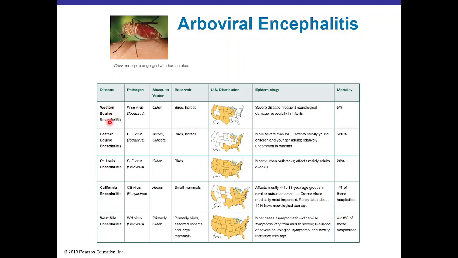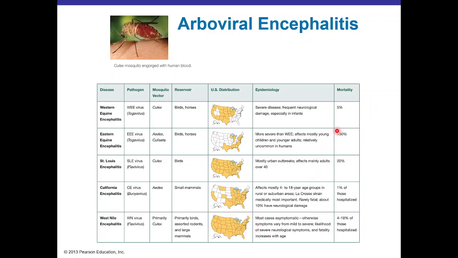So Western equine encephalitis, or WEE, is a virus of the family of the togaviruses, and affects most Western states. Eastern equine encephalitis affects mostly the eastern states, and then St. Louis encephalitis, the entire United States. California encephalitis not only affects California but all other states of the east, and also here within the Southwest. And then West Nile encephalitis affects the entire United States.